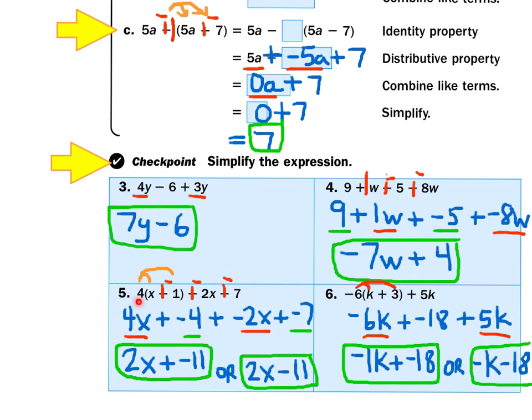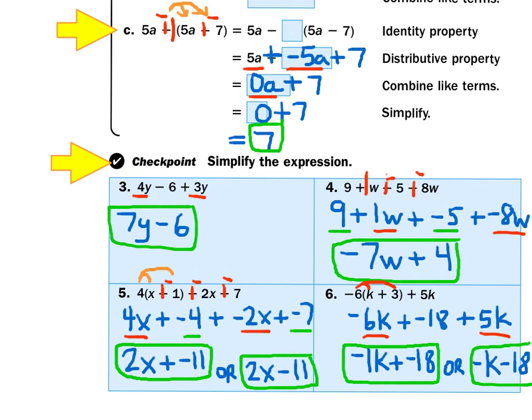Now, I'm going to circle my 4 outside the parentheses and do the distributive property. Draw the rainbows to the x and to the negative 1 and follow the rainbow. 4 times x gives me 4x. I copy the plus. 4 times negative 1 gives me negative 4. And then I just copy the rest of the problem. Plus negative 2x plus negative 7.